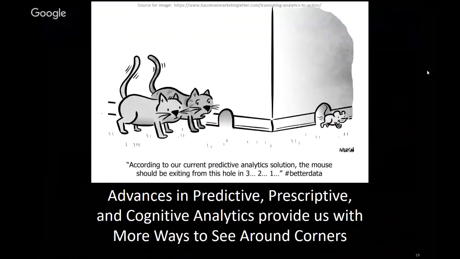So let's talk a little bit about these advances, and I'll give a few examples. That will be the rest of the presentation. Just a few short examples here.